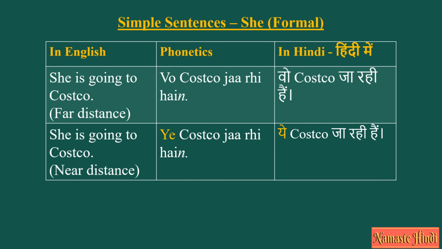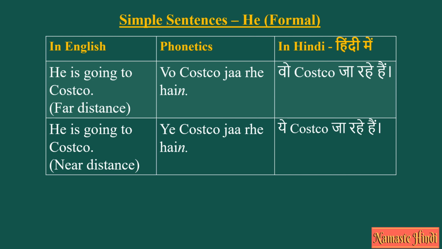Same sentence for the near distance. In English it would be the same: she is going to Costco. But in Hindi, instead of putting wo, we just need to use ye. The structure of the sentence would be the same. In Hindi, she is going to Costco for near distance would be ये Costco जा रही हैं.